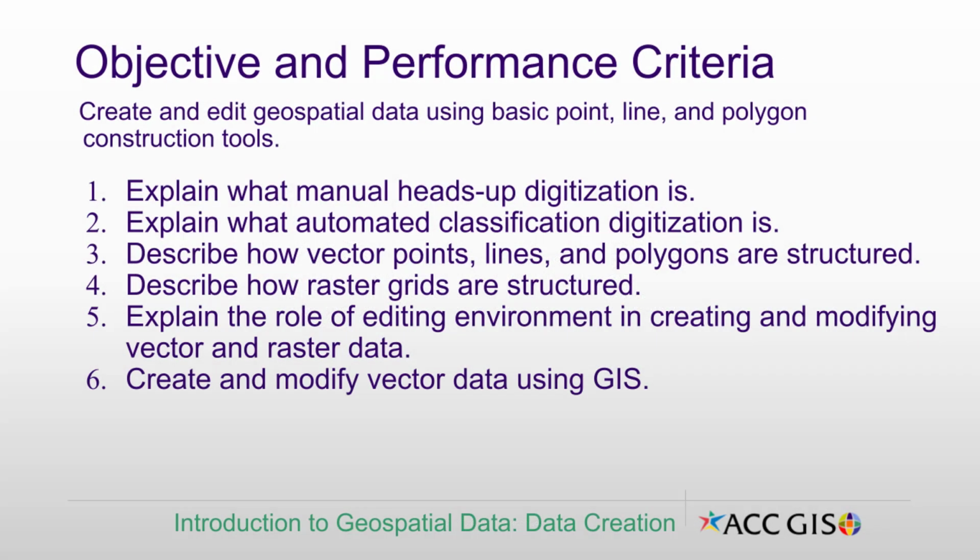By the end of this topic, you'll be able to explain what manual heads-up and automated classification digitization are. You'll be able to describe how vector points, lines, and polygons, as well as raster grids, are structured. You'll be able to explain the role of editing environment in creating and modifying vector and raster data. And last, you'll create and modify vector data using GIS.